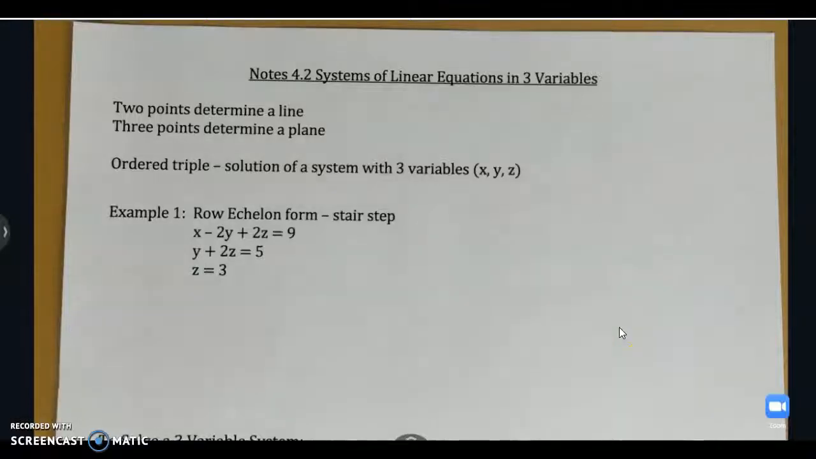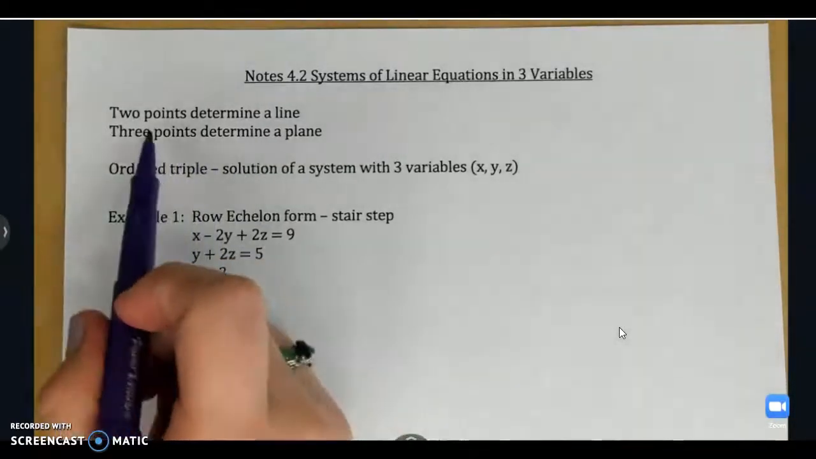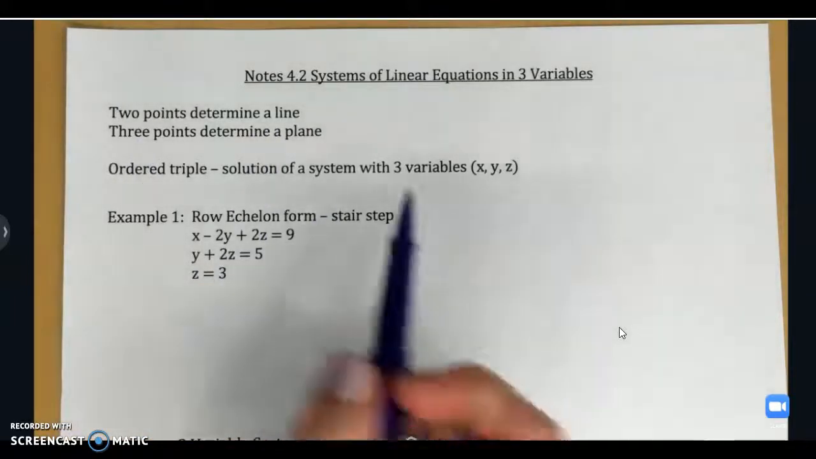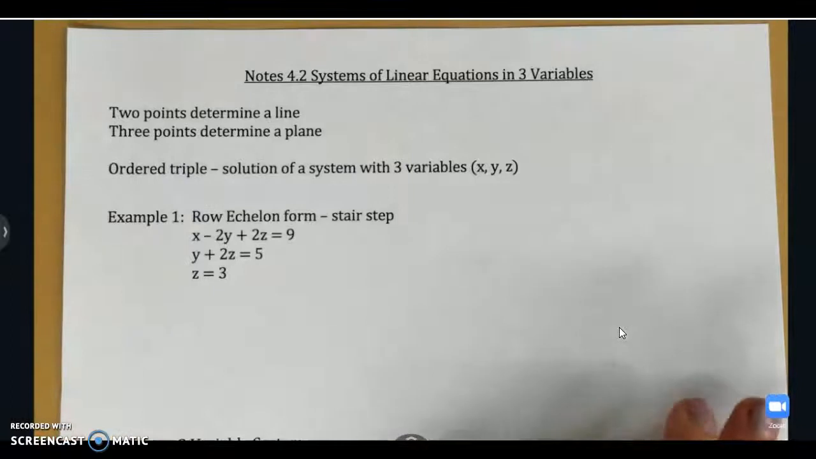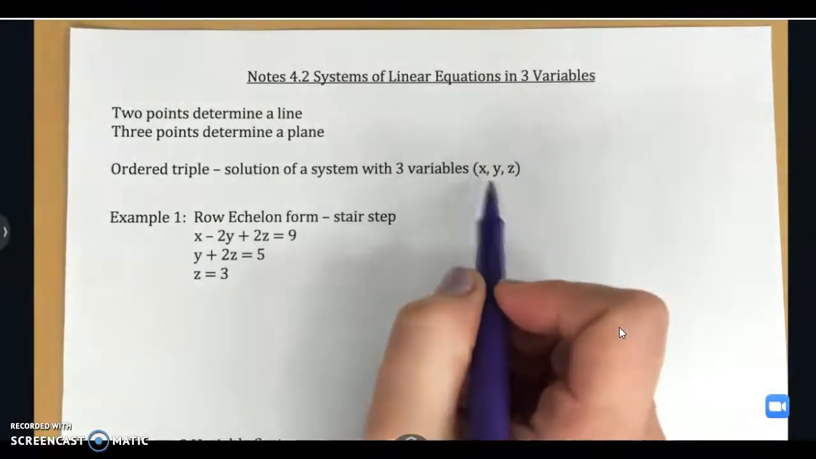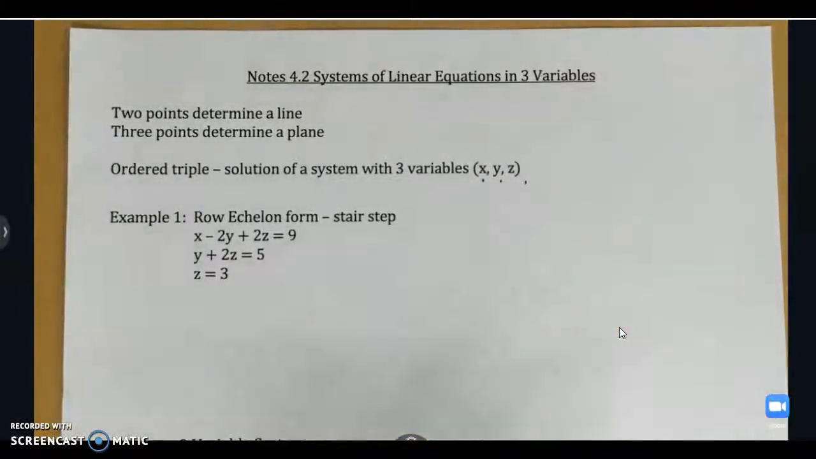So now that we have refreshed your memory with two variable systems, this is when we have two variables and two equations. We're now going to take a look at when we have three equations with three variables. So remember, our two variable systems, this was points on a line where lines intersect. With our three variable system, this is going to be a point on a plane. And we're going to give our answer as an ordered triple with x, y, and z.